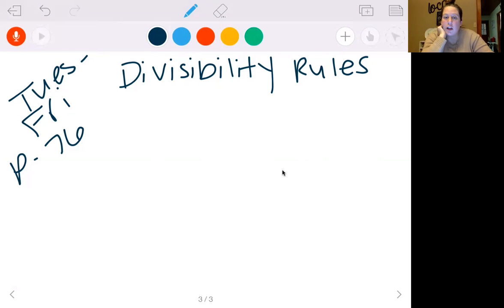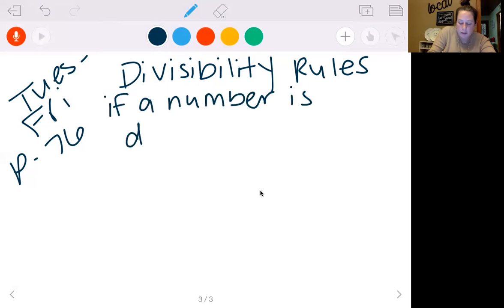So what you're going to do is memorize the rules. There is no other way around it. You have to memorize it to understand them. So for the first one, let's write if a number is divisible by, all right, so 2 is the first one.